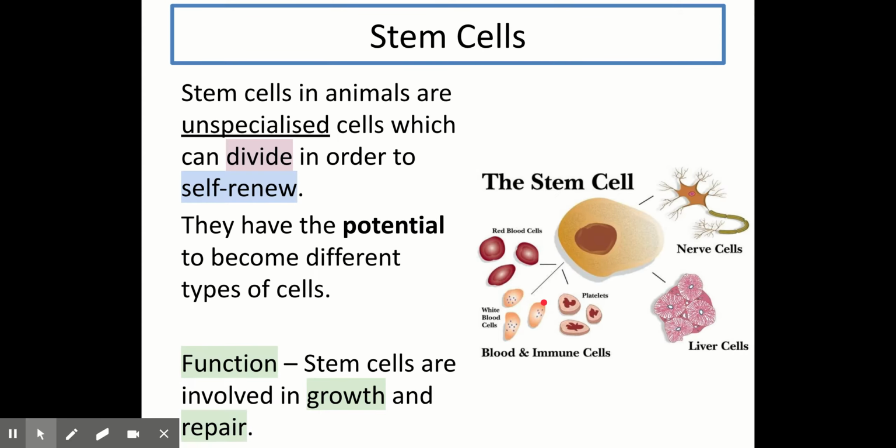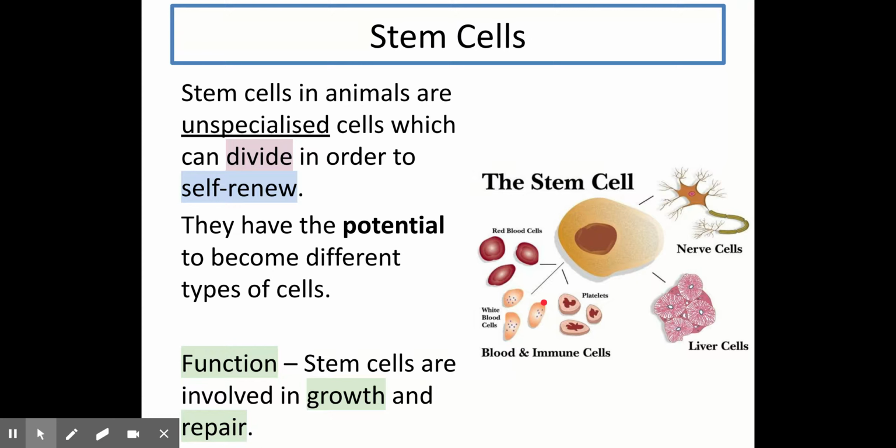So firstly, what are stem cells? Well, stem cells are cells that are found in animals that are unspecialised, so they don't have a job or a function yet. These are specifically in animals. There is another type in plants, but you don't need to know what they are at National 5 level.